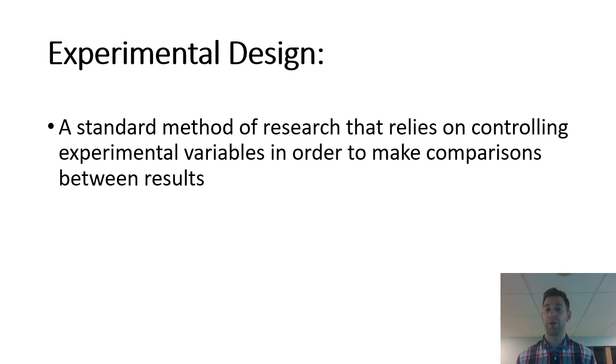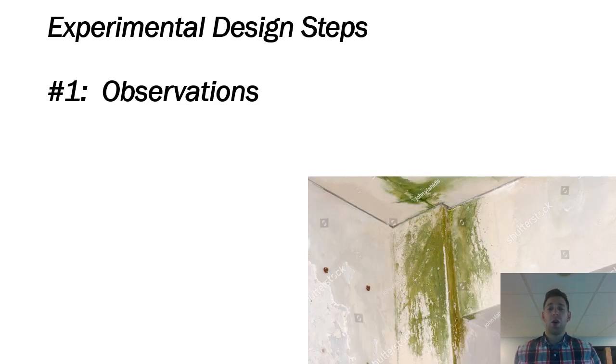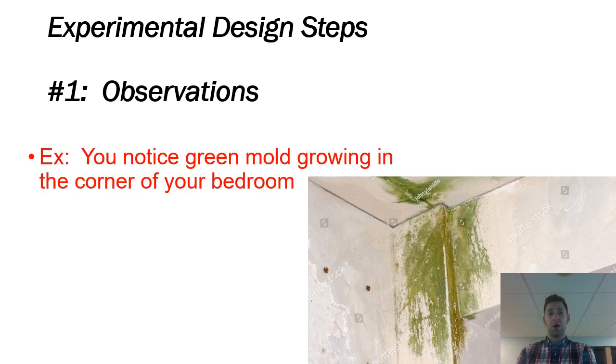When we control variables, we have a baseline to try to figure out which variables are the ones that are responsible for whatever change we may observe. That'll make more sense as I give you some examples. All right, so to put these steps in order, the first thing that occurs during experimental design is observation. I'm going to walk you guys through a hypothetical scenario, which is this. You notice that there is green mold growing in the corner of your bedroom. So that is your step one observation.